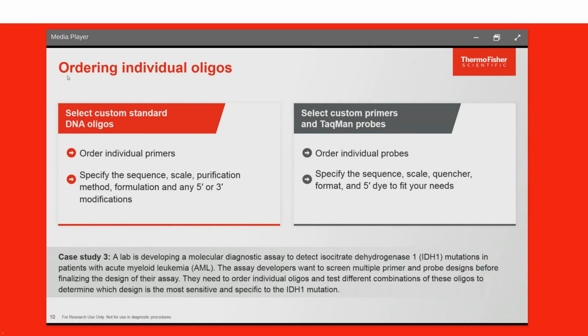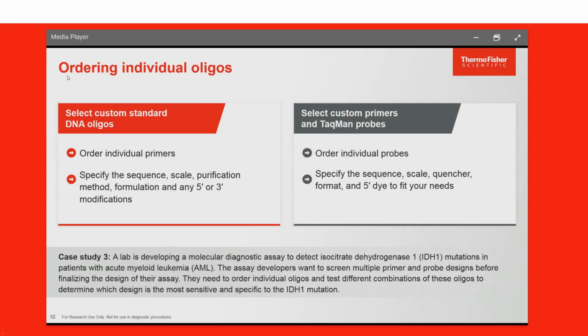You can also order individual custom TaqMan probes from Thermo Fisher. To order these individual probes, again, you'll need to specify the sequence of the probe that you'd like, the scale you'd like to order, the quencher molecule, the reporter molecule that you'd like on your probe, as well as the format of the probe. To demonstrate this, let's look at case study 3.